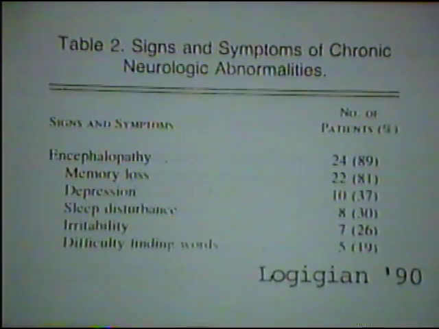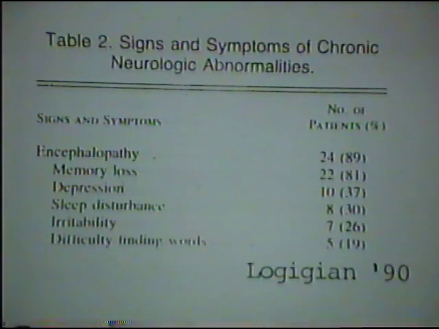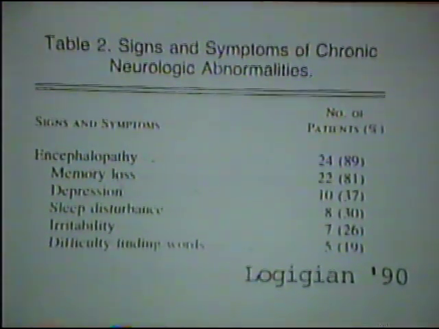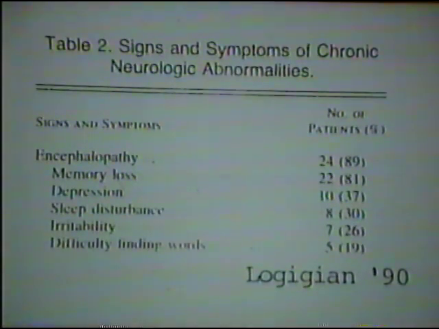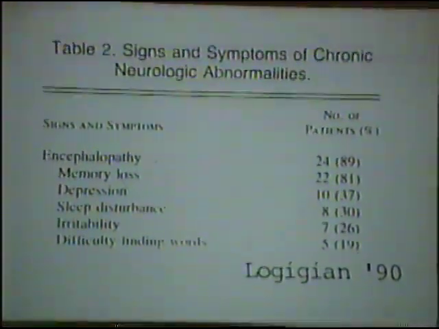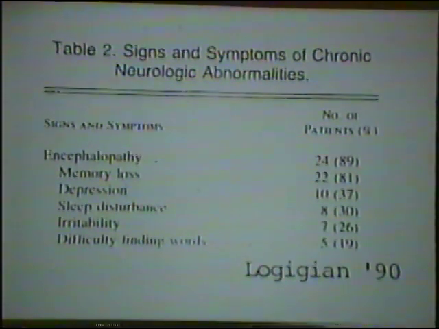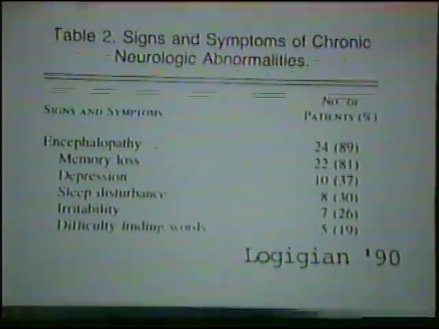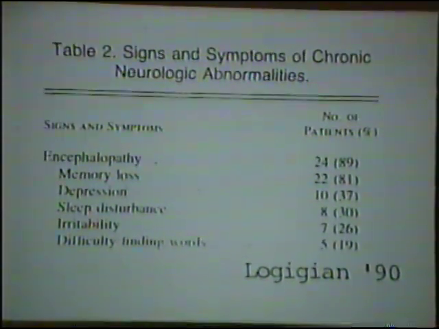You've seen this slide already today, and this is very important for mental health professionals to know that in patients with chronic neurologic Lyme, about 90% of them have an encephalopathy. And the encephalopathy basically is a disturbance of memory. Oftentimes there's associated mood disturbance where the person is quite depressed, or a sleep disturbance. And it's also important to see that there's often a difficulty finding words.